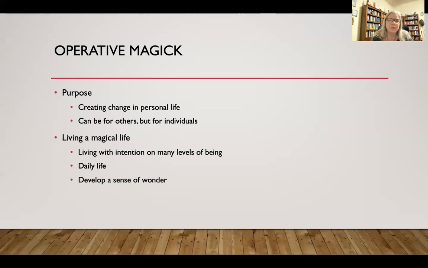But there's really value to be had in trying to intentionally live a magical life, finding ways to create operative magic as part of your daily experience of existence, because it will help you live with intention on all of those many different levels of being. And the practice of doing operative magic as part of your daily life is what helps you develop this sense of wonder and confidence, and the emotional conviction of yourself as a witch.